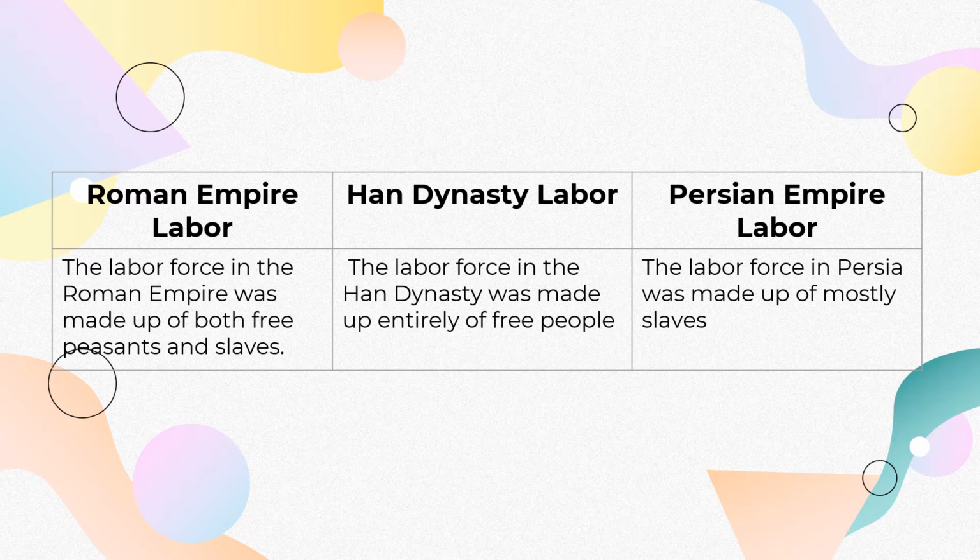You guys can't really do it online, so anyway, we're going to look at labor forces in 3 different empires or dynasties. So the Roman Empire's labor force, the Han Dynasty's labor force, and then the Persian Empire's labor force. We're looking at these 3 because they are different from each other, and I want to get like a holistic view of what these different labor forces look like. So for example, in Rome, the labor force was made up of both free peasants who had to work and earn money to make a living, and slaves who didn't earn money when they worked, right? The Han Dynasty is an example of a labor force that was made up entirely of free people, and then the Persian Empire is a labor force that's made up of mostly slaves.